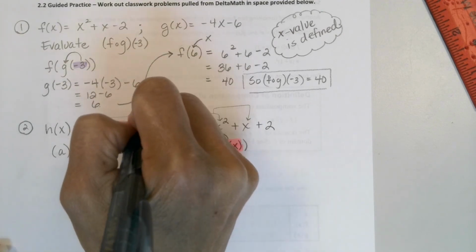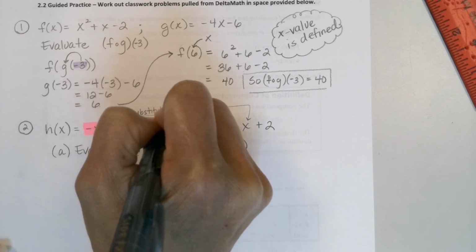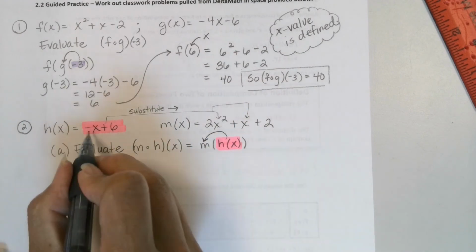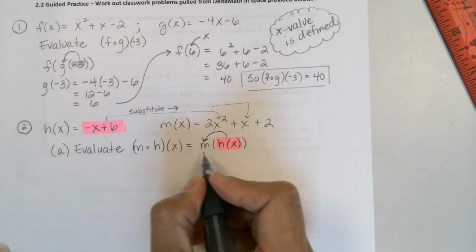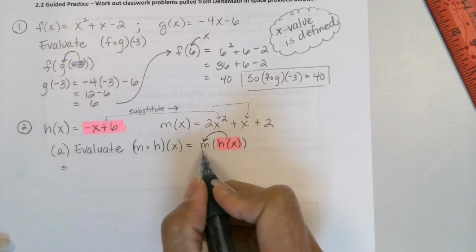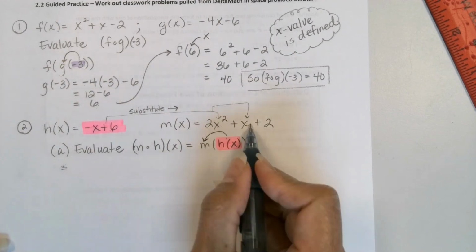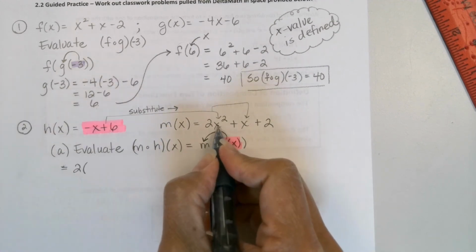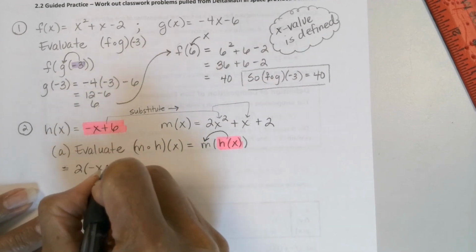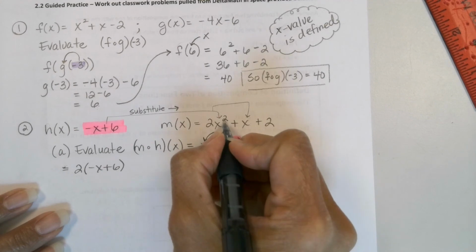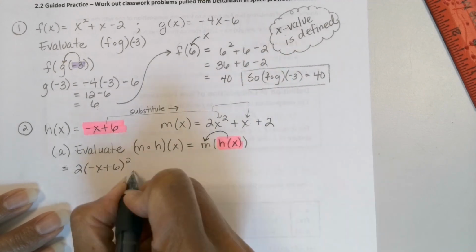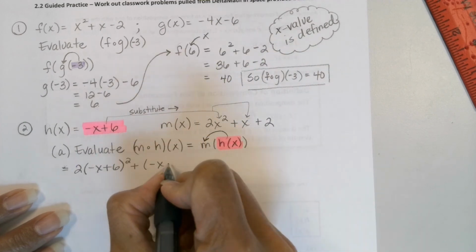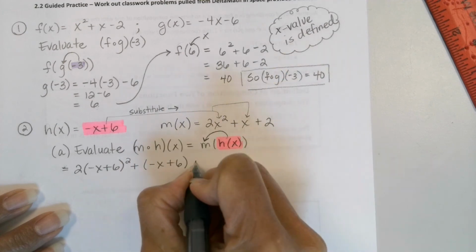So I'm going to write the word substitute here so you understand the direction we're going in. Okay, the h is going into the m. The h is going into the m. So let's rewrite that. Let's put equals. So take this pink and put it in there. So let's write 2, open parentheses because there's an x, and replace it with negative x plus 6. Bring down the plus. There's another x. I need to substitute it with negative x plus 6. And then bring down the plus 2.